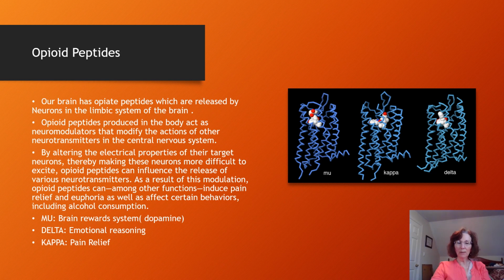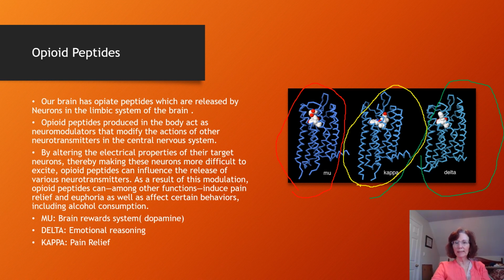So we're going to look a little at opioid peptides here. We have the mu, which is the brain reward system. This is the mu opioid peptide. Then we have the delta, which is the emotional reasoning peptide. Sorry, the delta is all the way over here. I thought it was in the middle. And then we have the kappa, which is responsible for pain relief. This is the kappa. They're very, very similar, as you can see, these opioid peptides. And the mu, again, is the one for the brain reward system. The delta is for the emotional reasoning peptide, and the kappa is the pain relief peptide.